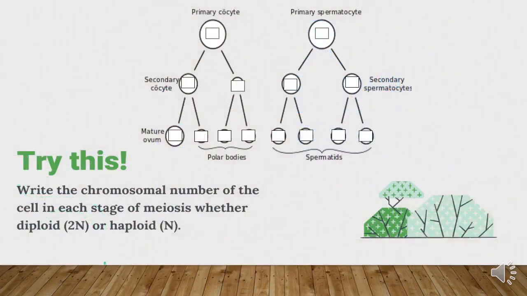Look at this figure. Write the chromosomal number of the cell in its stage of meiosis, whether it is diploid or haploid, from the primary oocyte and primary spermatocyte. Then you have there the secondary oocyte, the secondary spermatocyte, then you have there the mature ovum, the polar bodies, and the spermatids. Write the chromosomal number of the cell in its stage of meiosis, whether it is diploid, which is 2n, or haploid, which is n. Okay, you have 5 seconds to answer.